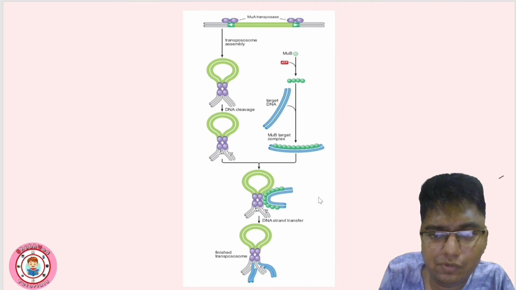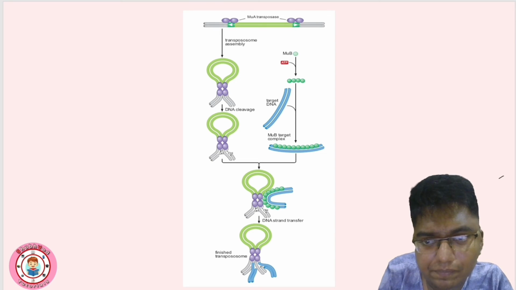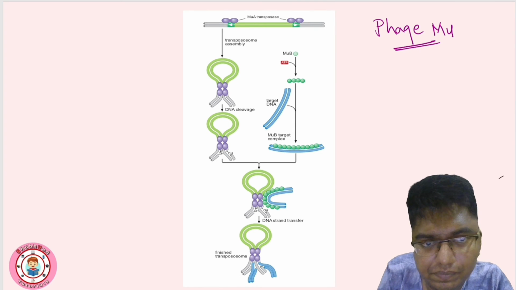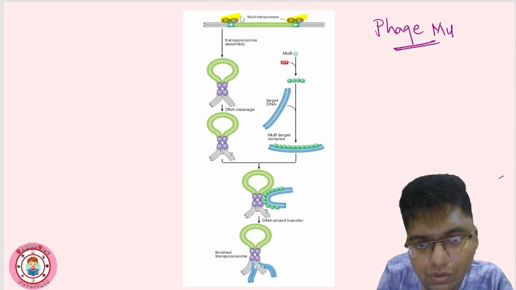Now the next type of transposon is Mu. This is present in phage. I will write here, phage Mu. How this transposition takes place, let's see. These are the MuA transposases binding to the terminal inverted repeats. Two here means it's a tetramer. One side two are there, other side two are there.